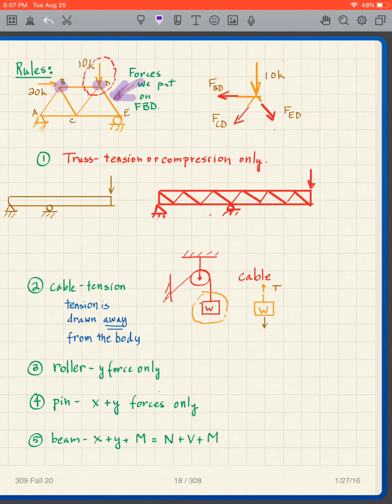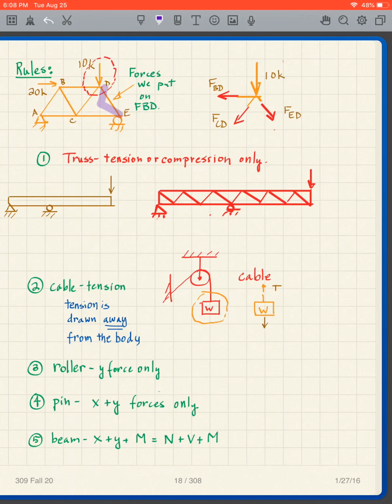Well, why didn't we do that? We didn't do that because it's a long, skinny member. If I start putting a force in the middle of a long, skinny member, what's going to happen? It's going to buckle that member. In other words, that member can't take it. It's going to collapse it.